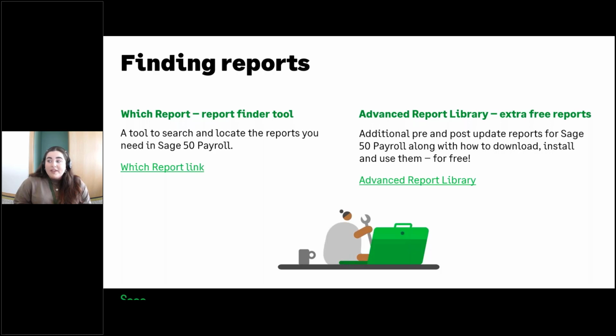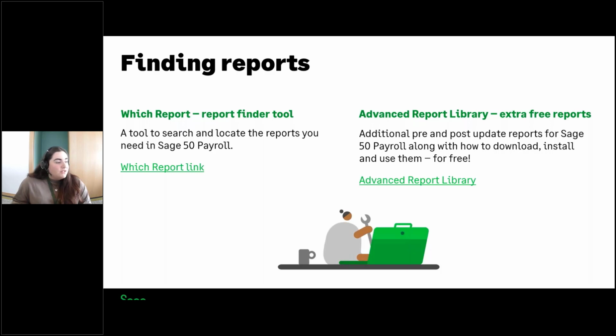And there's also the Advanced Report Library, which is loads more free reports available for Sage 50 Payroll. So you can click on the link and on there you've got extra reports and instructions of how to download them as well. And they're available for both pre-update and post-update. So lots of choice on there. So if in the programme at the moment, the standard reports, maybe there's a few missing, you don't have the one that you need, definitely check out that Advanced Report Library. It might be on there and it's just a case of downloading it.